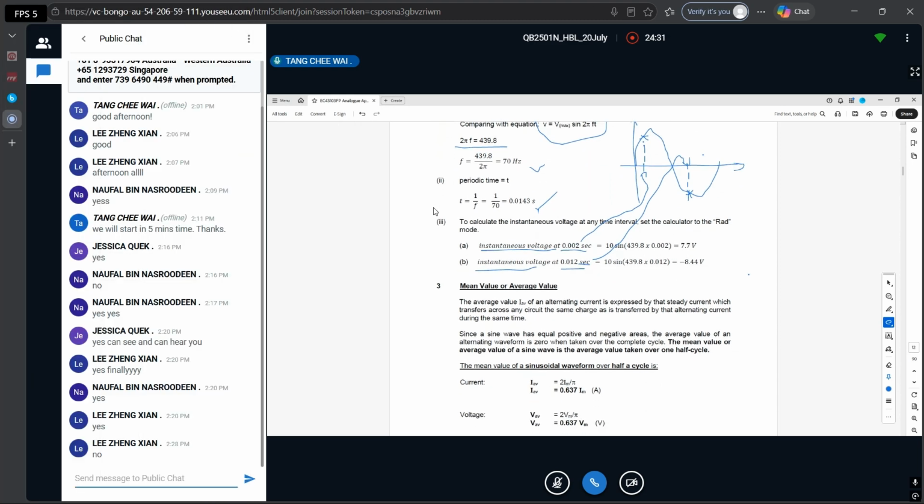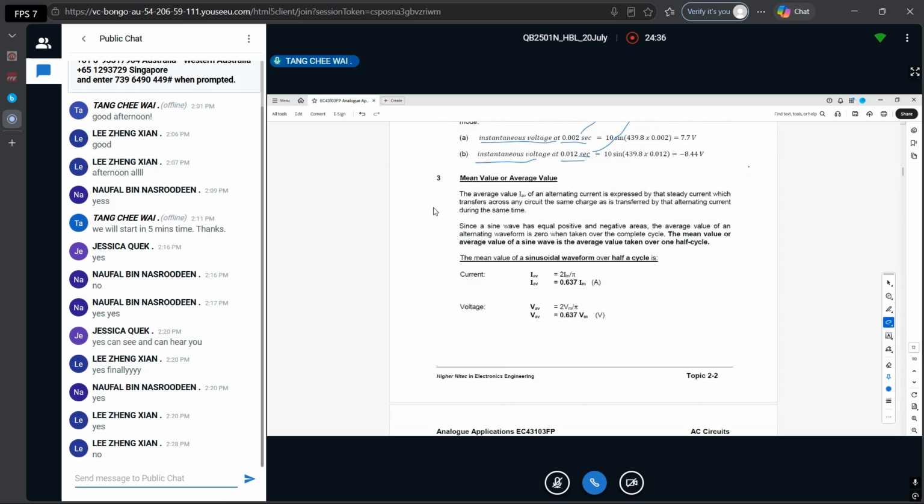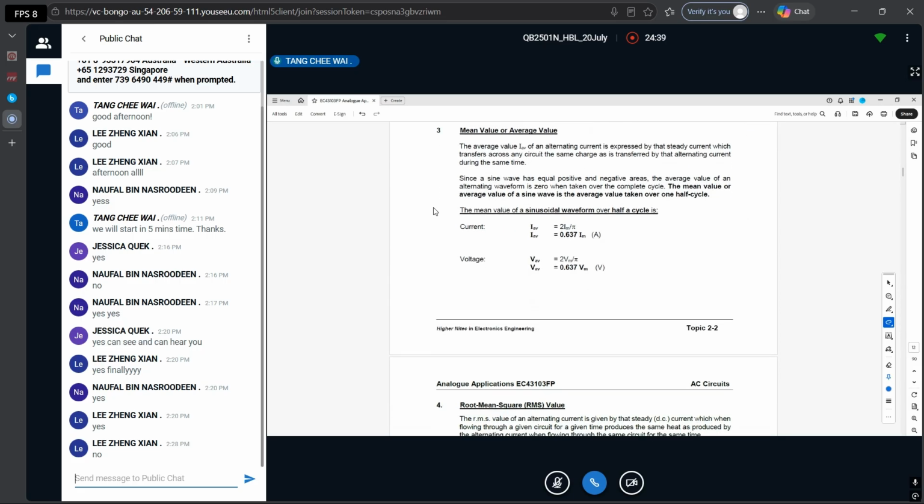Then we talk about the mean value or average value. How to get that? We just use a simple formula to calculate the mean value. Either you calculate current or voltage, you use the same formula, meaning that we multiply by 0.637 Imax or 0.637 Vm. So that is how you find the average or mean value of the sine wave.